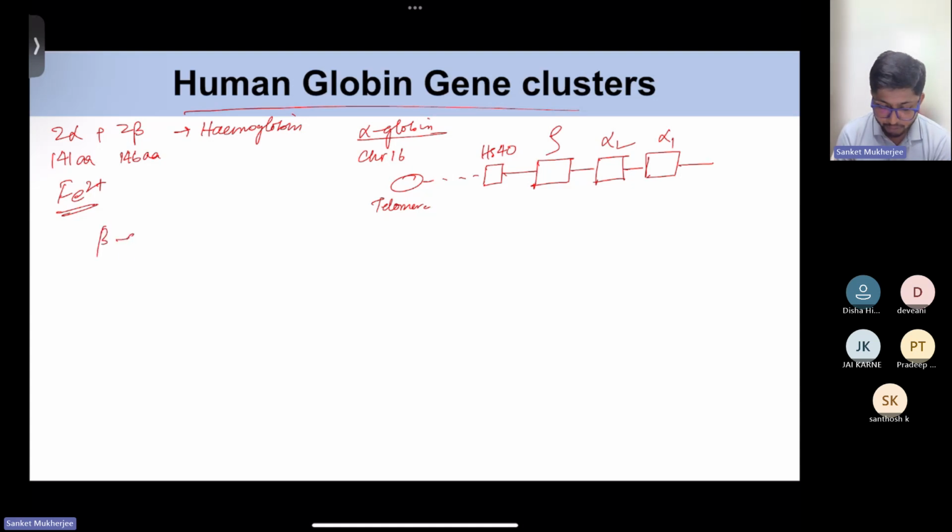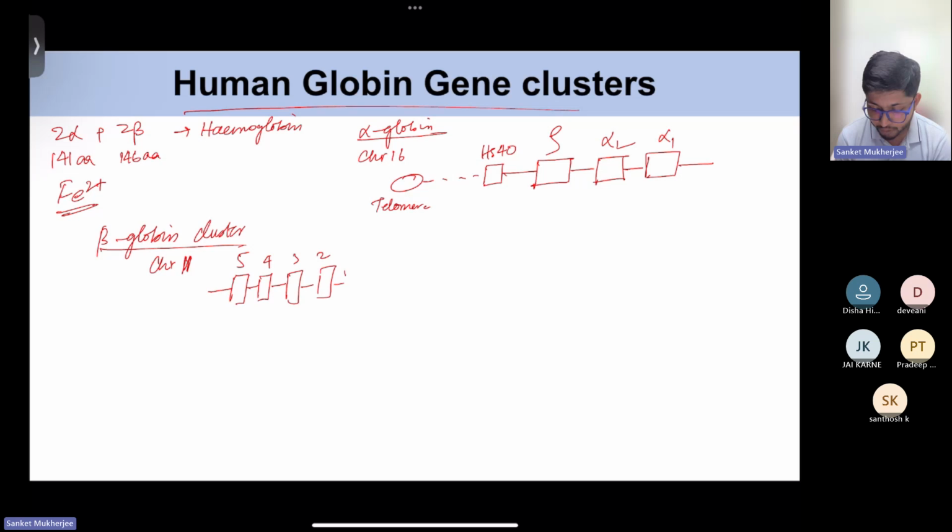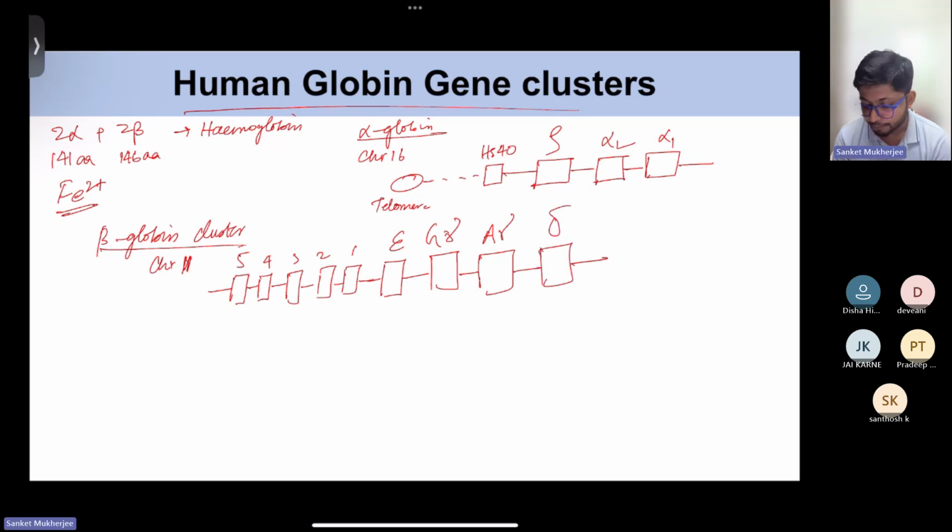If we talk about the beta globin cluster, we have this on chromosome 11. There we have the five upstream regions, 5, 4, 3, 2, 1. These are upstream to this gene, and these are promoter regions. And then we have the epsilon, G gamma, A gamma, and then delta and beta. This is how the gene cluster looks.